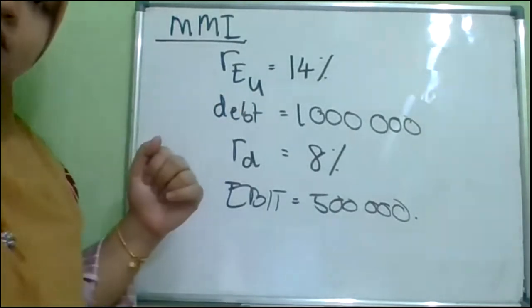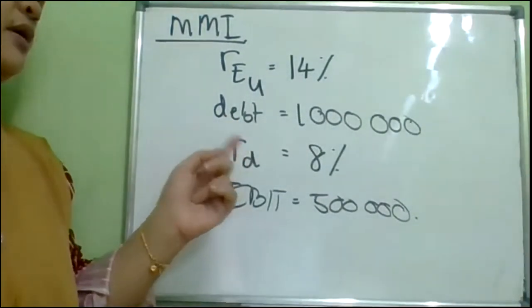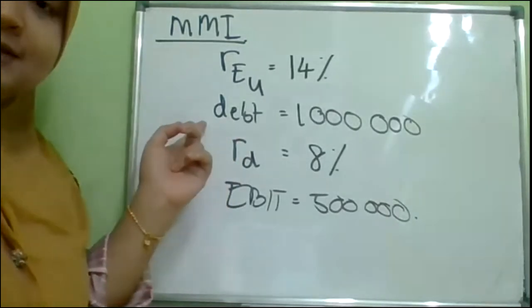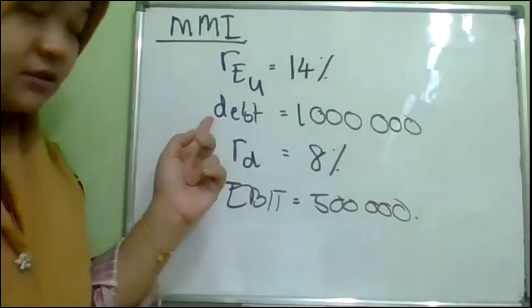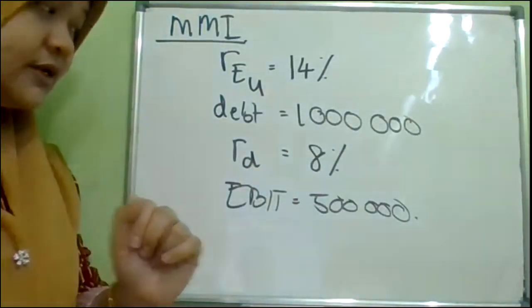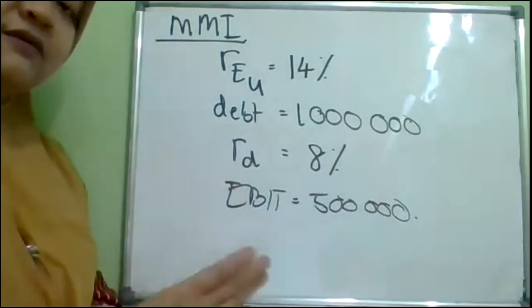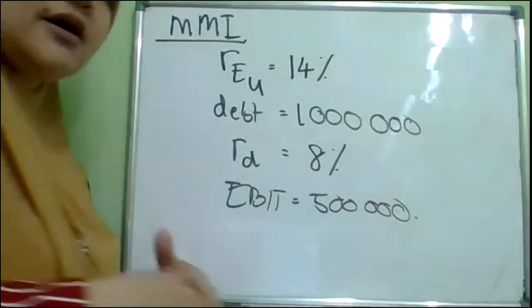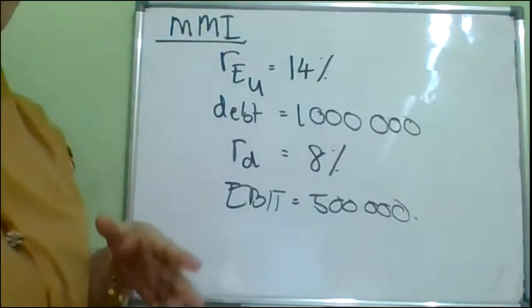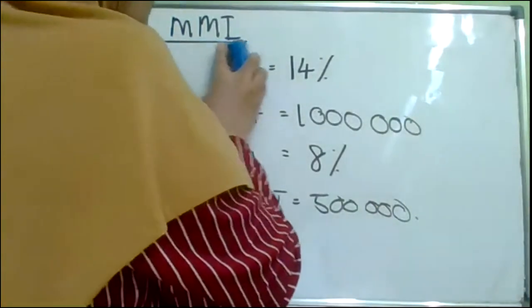You need to find the cost of equity of the unlevered firm. You should know how much is the debt of the levered firm. Only the levered firm has that, the unlevered firm doesn't have that. This debt, how much does it cost? It's about 8%. How much is the EBIT? EBIT for the levered firm and unlevered firm will remain the same, so both kinds of company will receive the same level of earning. Okay, so let us continue with proposition 1.